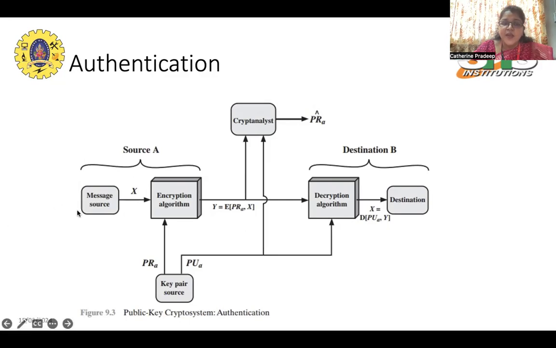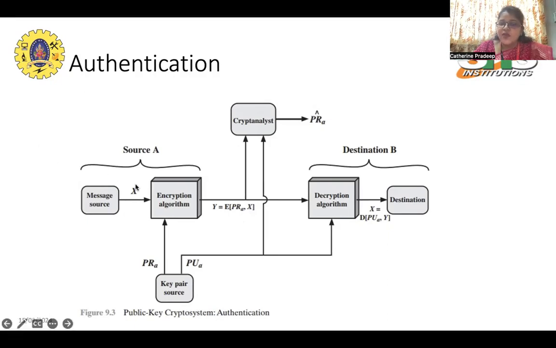For example, here the message source is X, and we are using some encryption algorithm and a key pair source. Source A and source B both have a key pair, a private key as well as a public key. Here, if he encrypts with the help of the private key, the message is said to be authenticated. Who will be able to decrypt? Anybody who has access to this public key will be able to decrypt the message.